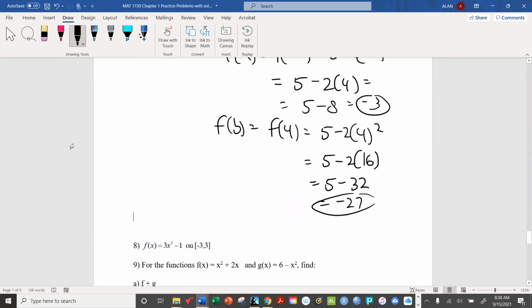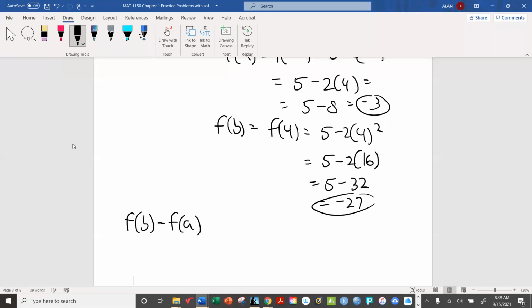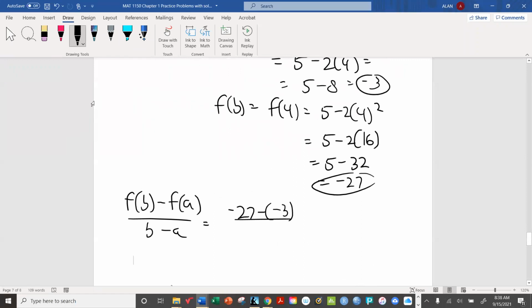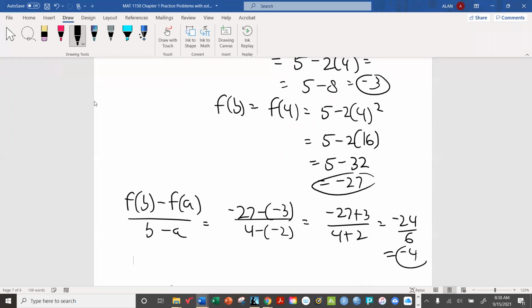Okay, now we need the formula. Okay, so we'll have minus 27 minus a minus 3 over 4 minus a minus 2. So it's minus 27 plus 3, 4 plus 2. So we'll have minus 24 over 6.